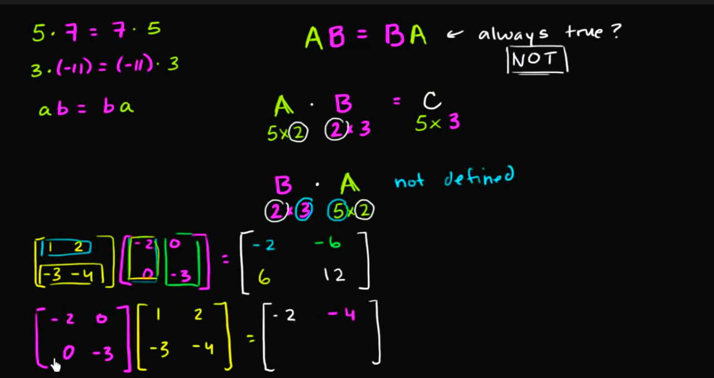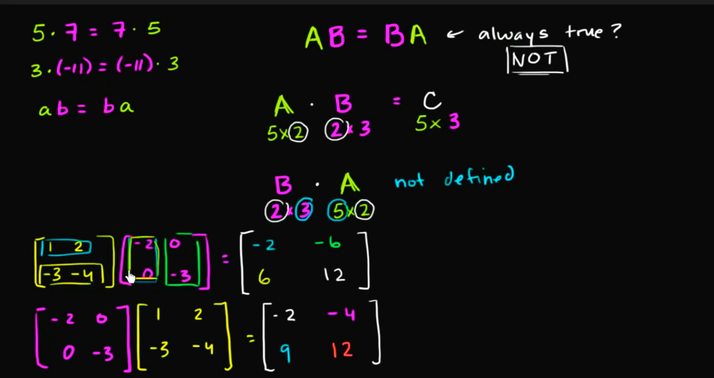So this entry right here is going to be the second row, first column. 0 times 1 plus -3 times -3 is +9. Once again, doesn't match up. And then finally, 0 times 2 is 0, plus -3 times -4 is +12. So that one actually did match up. But clearly, these two products are not the same thing.